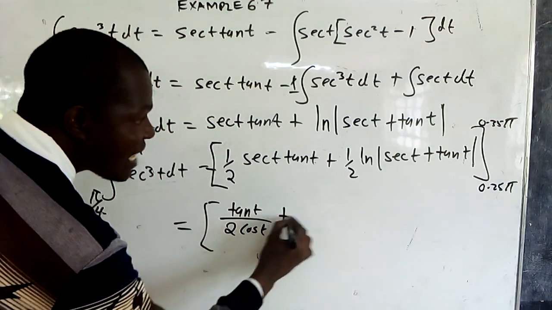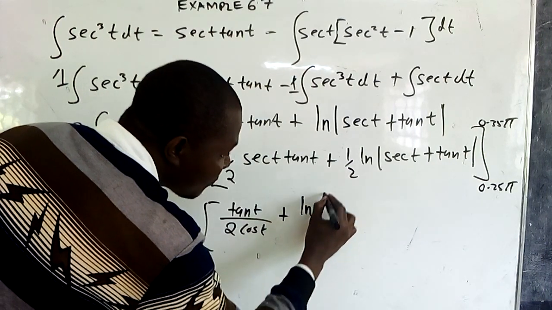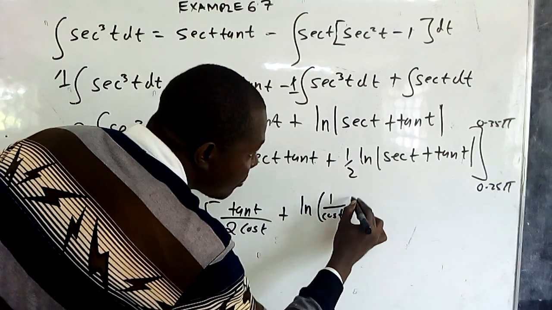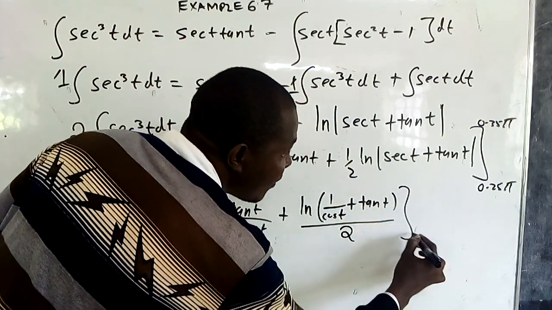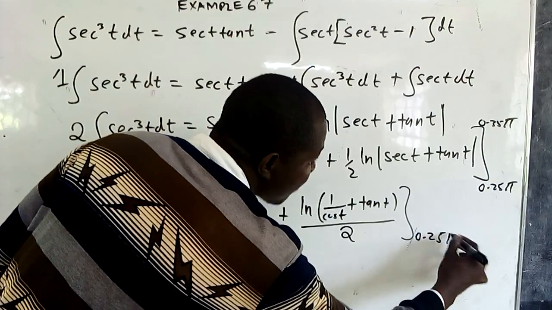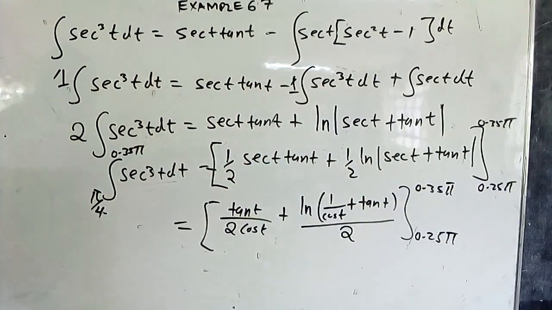Then you go there plus a half ln of this, which means you put in the numerator ln of 1 over cos t plus tan t, then in the denominator 2. Then you put your limits there, 0.25 pi and 0.35 pi. On your calculator, you must put in R for pi radians. So can you do it in that manner? Do it in that manner, start afresh.